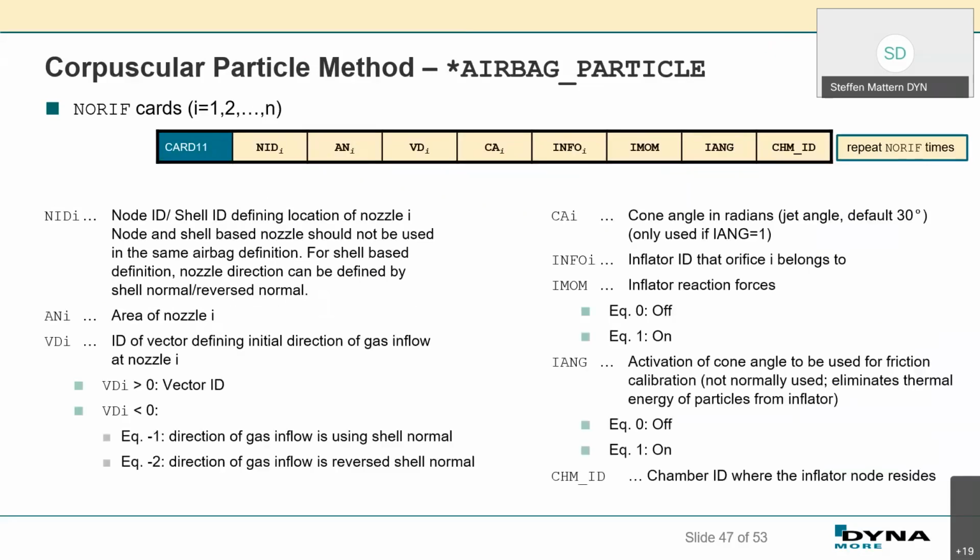And finally, in card number 11, as many orifices are specified as requested via this NORIF parameter already from card number 4. The orifices are either represented by nodes or by shell elements, while both of them should not be part of the airbag's structure. So we usually use massless, independent nodes, and tie them to the structure, for example, to the gas generator via constrained extra nodes, something like this. Here you can also make different settings, for example, to adjust the vector of the particle's velocity generated at these nozzles. So for nodes, you have to specify a vector. When you use shell elements, you automatically have a vector, the normal vector of the shell element. You can make settings here.